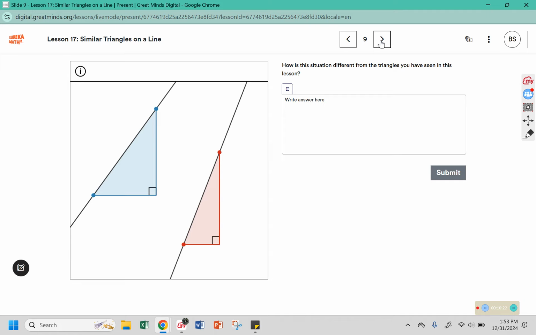How is this situation different from the triangles you have seen in this lesson? Well, earlier in this lesson, the two triangles were on the same line. And also, these lines that they fall on are not parallel.